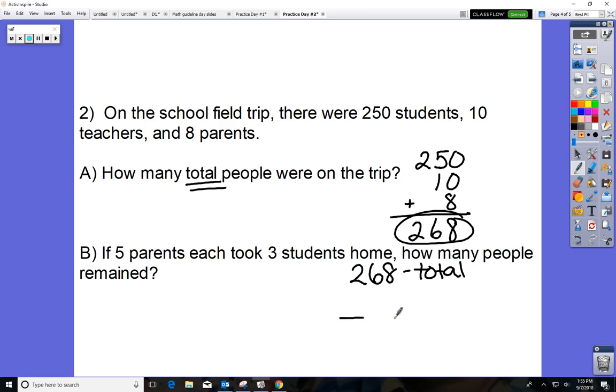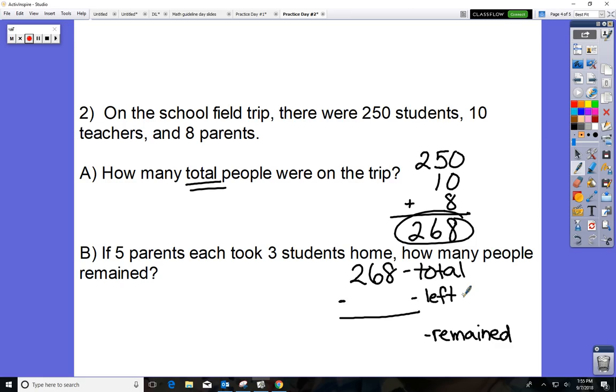What I would want to do, so I'm trying to find how many remained, I would want to take away the number of students that actually went home or left. I know left and left are kind of confusing. These left, but these are how many are left at the field trip. So remained is the better word, I guess. So I have to figure out how many went home.